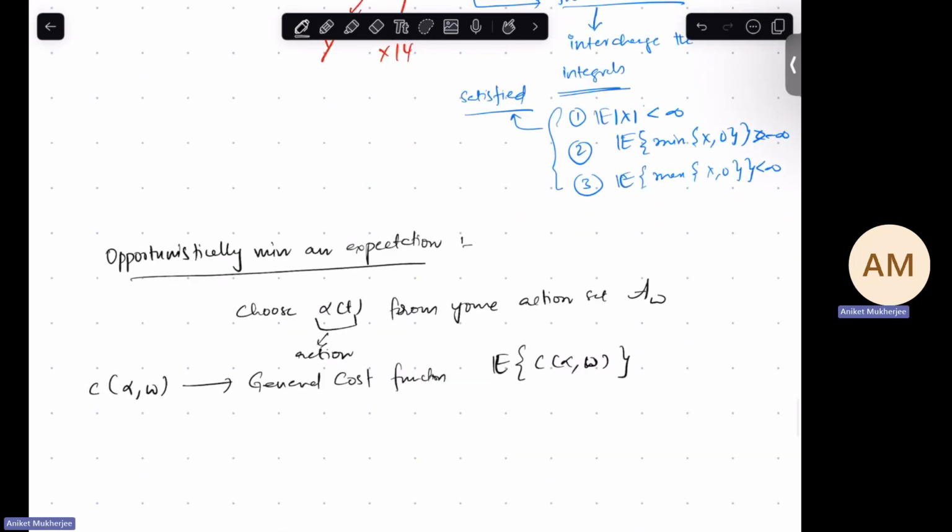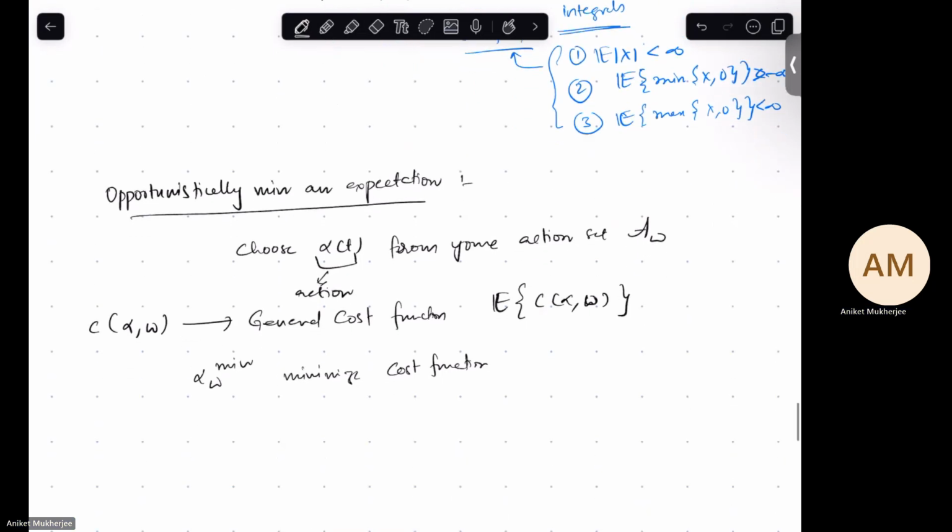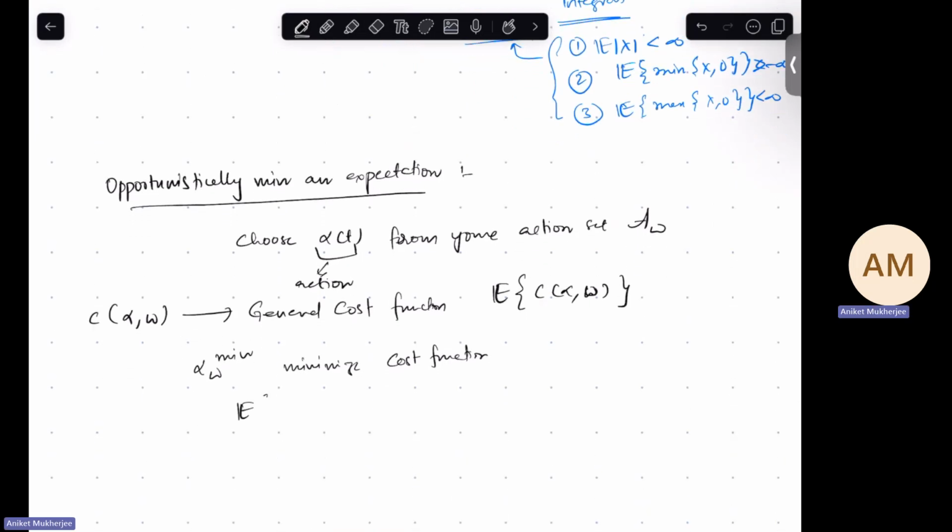So for simplicity, just for the simplest case, we will assume that for any given random outcome omega, there is at least one action, alpha_omega_min, which minimizes the cost function. And I know what this alpha_omega means, right? Then the expectation of C(alpha, omega) is basically minimized by taking alpha_omega_min at each step t.